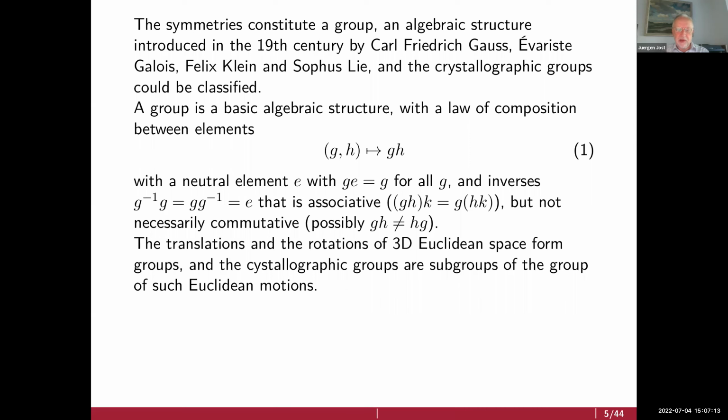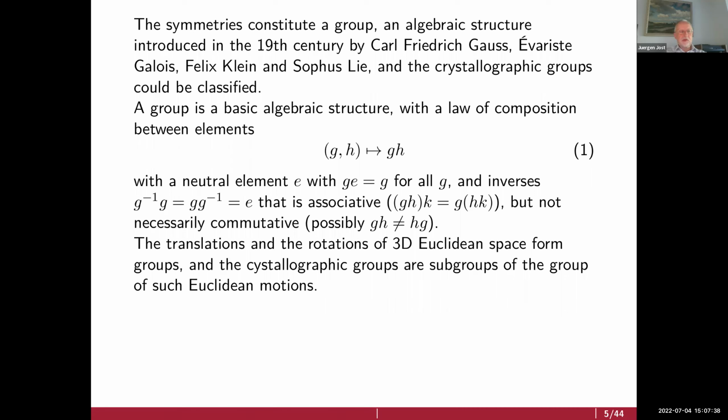You can put in brackets into multiple products wherever you like, but the groups need not necessarily be commutative. So g times h is not, in every group, equal to h times g. And the important examples that we have here are the translations and the rotations of three-dimensional, in fact any dimensional, Euclidean space.